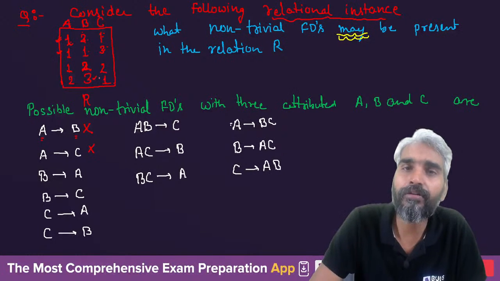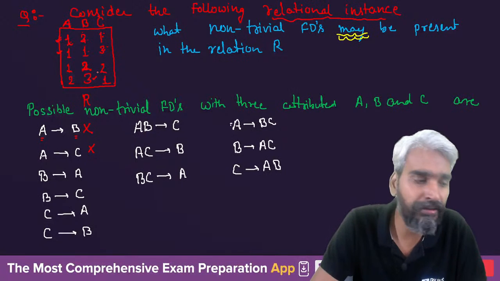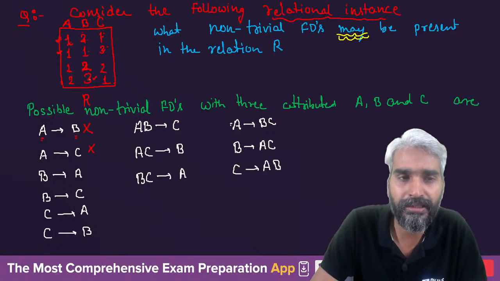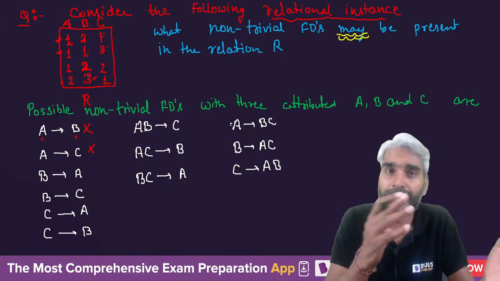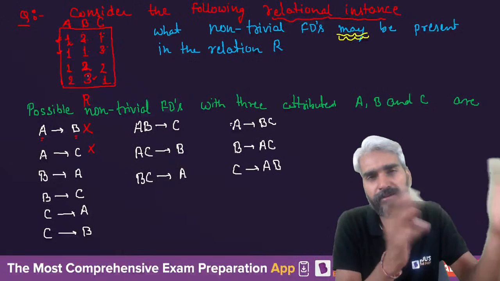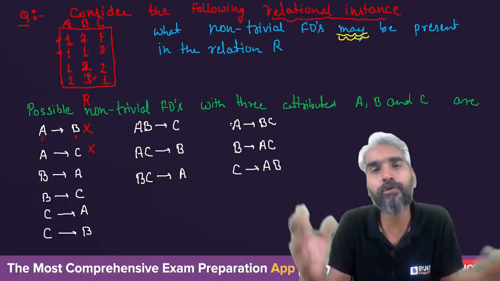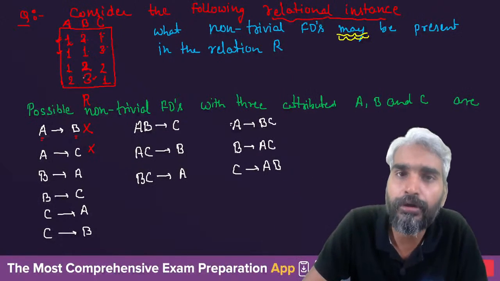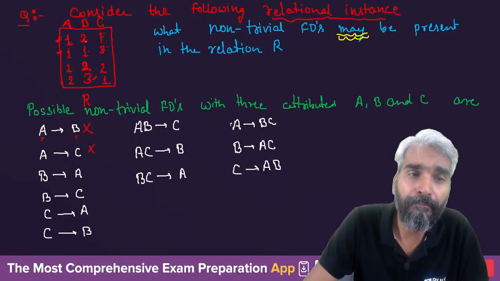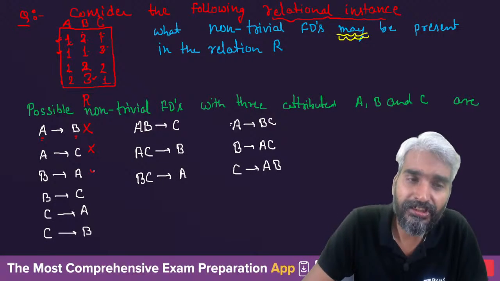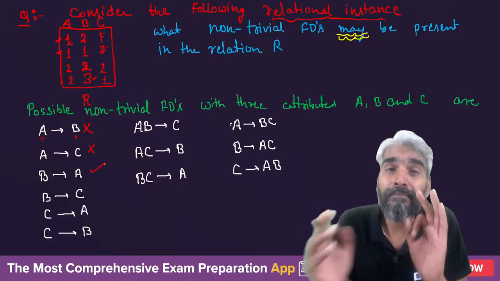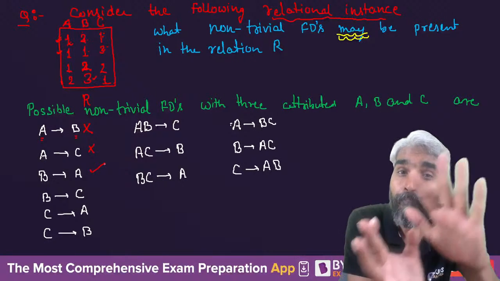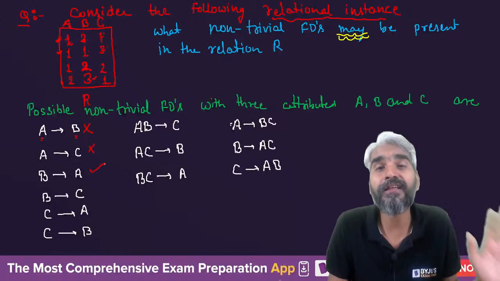Here, the value of B is 3. There is no other tuple in which the value of B is equal to 3. Therefore, the if condition fails, that T1.x should be equal to T2.x. So, if T1.x is not equal to T2.x, then you don't need to worry about T1.y equals T2.y, right? So, for B implies A, this condition is true. That is, B implies A may be a possible non-trivial FD in the relation.